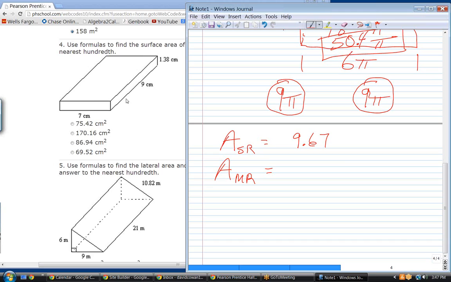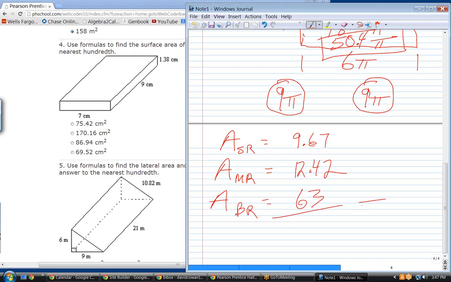All right. Okay, so we've got the small rectangle was this one. Yep. This I'm going to call the middle rectangle. And we get 12.42. And that's 9 times 1.38. Yep. And then we got the big rectangle. So would that be 7 times 9?